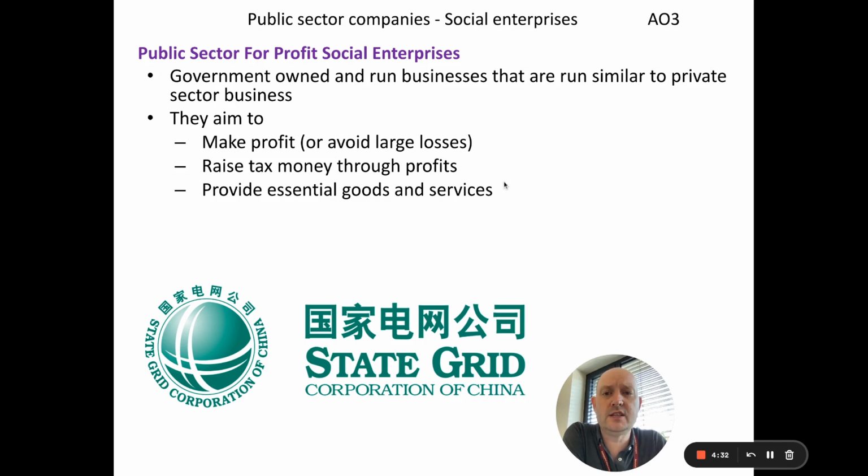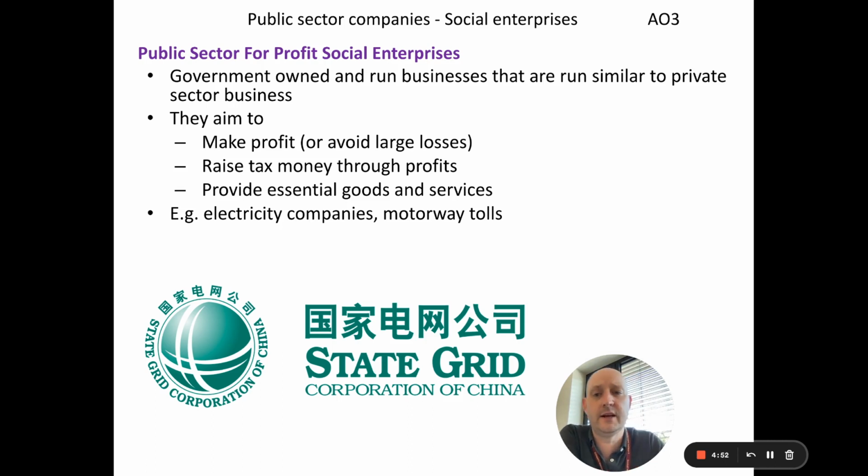And they're generally looking to provide essential goods and services for the population. So they're companies, they're owned by the government, and they're trying to provide services for the economy and the people that necessarily might not be provided in the private sector.